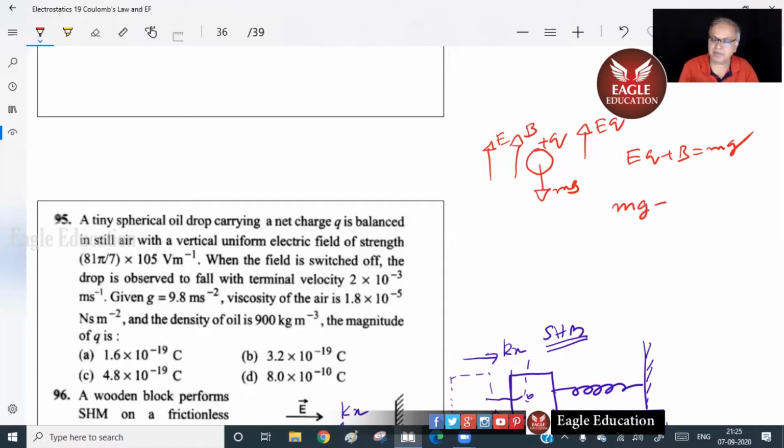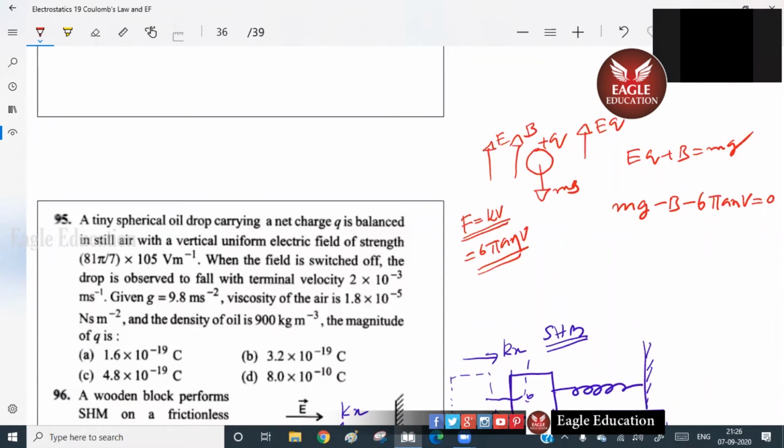Mg minus B equals Ma in the beginning, but soon friction acts. Friction develops. Friction will be proportional to velocity. This is what you mean by Stokes' law, that is 6 pi A eta V. Terminal velocity means this net force will become 0. So there, EQ equals mg minus B.